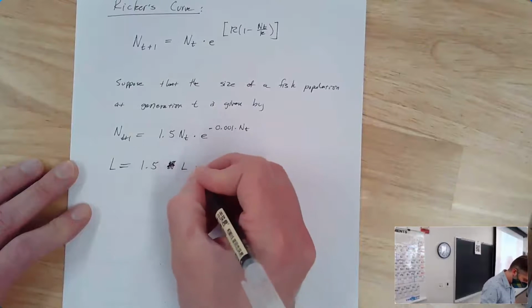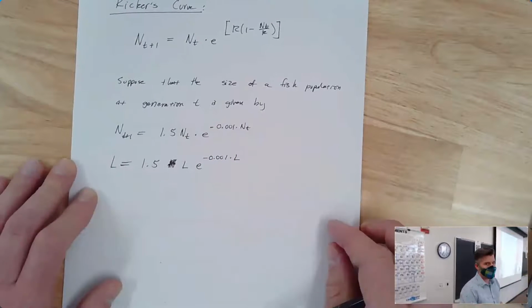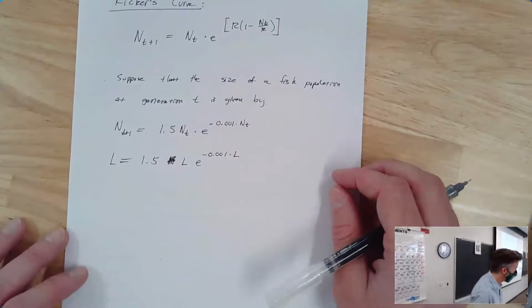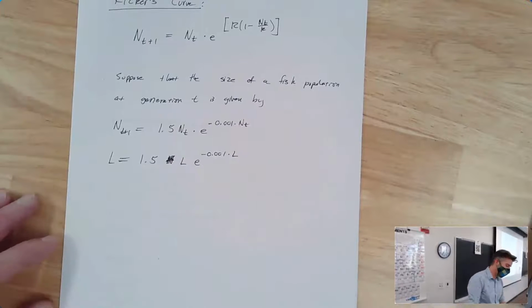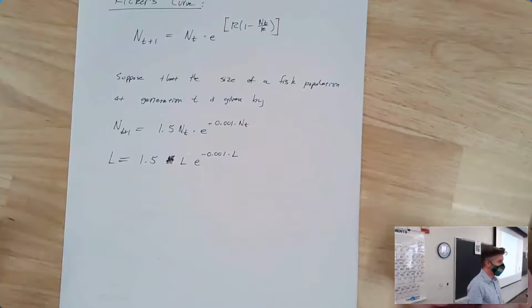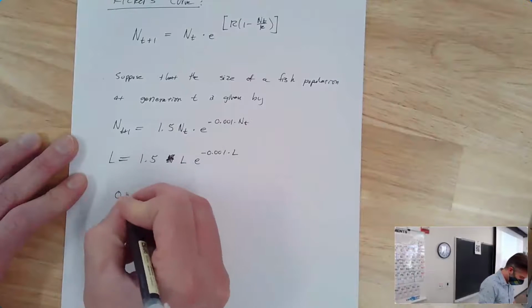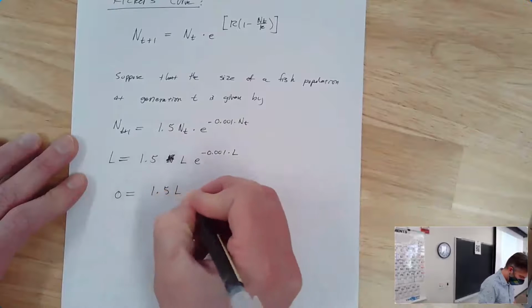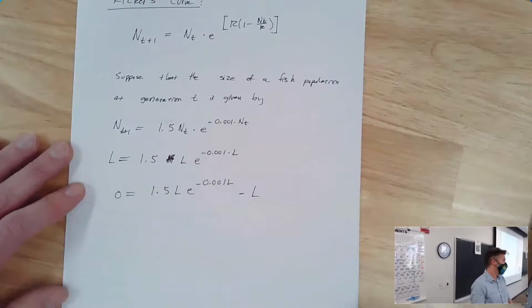So L equals 1.5 times L times e to the negative 0.001 times L. And almost every time, it's going to be a good idea to bring everything to one side. You totally could get away with dividing both sides by L if you remember that L has to be 0 as well. Dividing by L means you miss out on the 0. So if you just remember that L should be 0 if you divide by L, that would totally be fine as well. But what I'm going to do is the safer method, which is to bring everything to one side. 0 equals 1.5 L e to the negative 0.001 L minus L. And then I'm going to factor out.